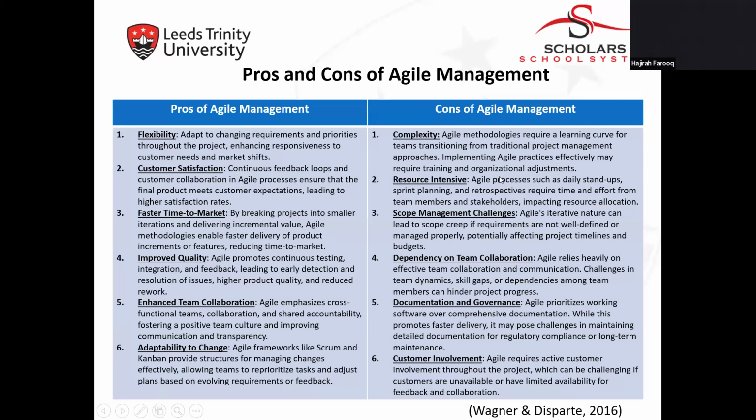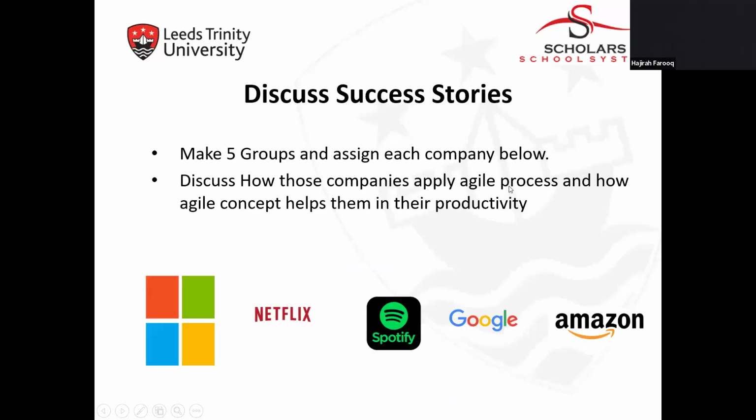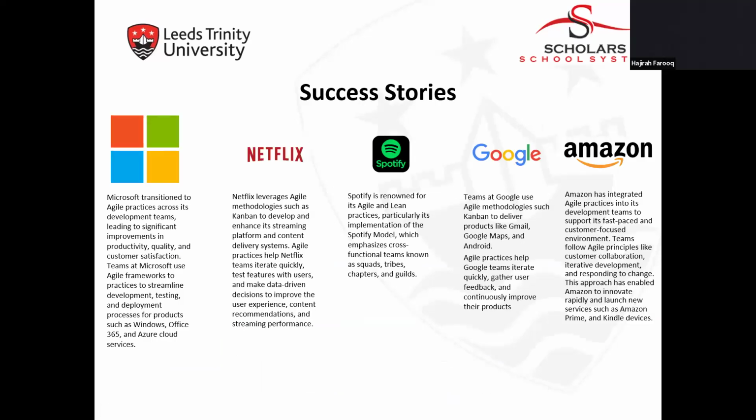Then we also discussed some pros and cons of the agile method. As you can see here, there's a detailed table of all the pros and cons of agile management. Then we discussed some success stories as a group activity in the class. We discussed the success stories of Microsoft, Netflix, Spotify, Amazon, and Google. So these were the details of those success stories.